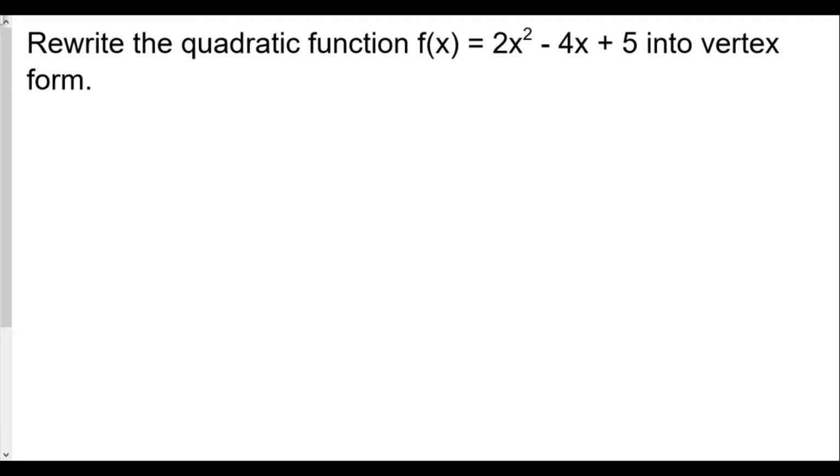Welcome back, everybody. This is going to be our how to rewrite a quadratic function into vertex form from standard form. All right, so we're going to be using some things we've probably learned from before, but we'll go over those again as well too.